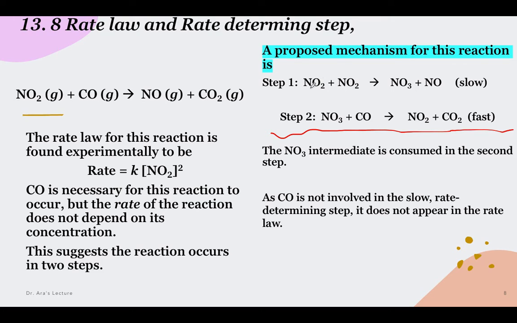So if we look into step 1, there are two reactants, so this is bimolecular. Now finally this is the intermediate, and this also goes here. So finally what we have, this is not the suffix, just to make sure, carbon monoxide.